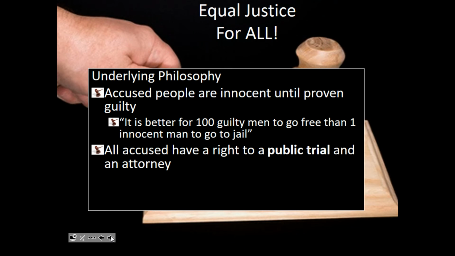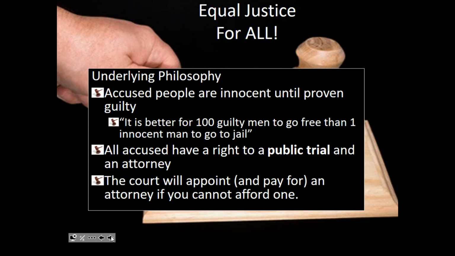And an attorney, right? The court will appoint and pay for an attorney, a lawyer, if you cannot afford one. Because as we find out, if the prosecution, which is the government in, say, a criminal case, has really fancy lawyers that they're hiring and you have just yourself, that's not a fair trial. And so the goal of the justice system, the judicial branch, is to make sure that everybody has a fair trial.